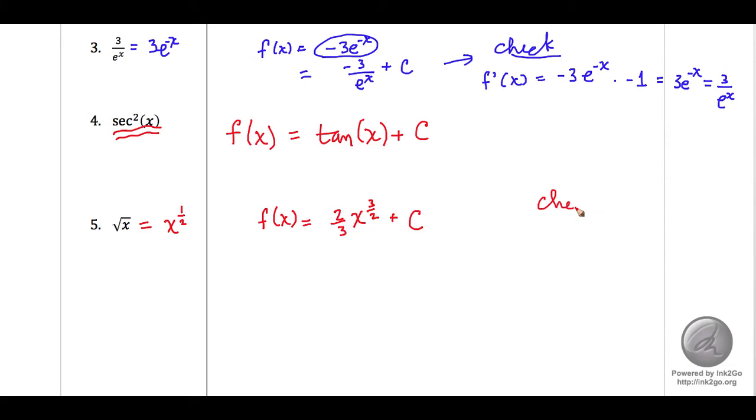And checking as well, if we were to take the derivative of this, we would have 3/2 times 2/3, which is just 1, times x to the 3/2 minus 1, which is x to the 1/2. And look at that, this is exactly equal to the square root of x.